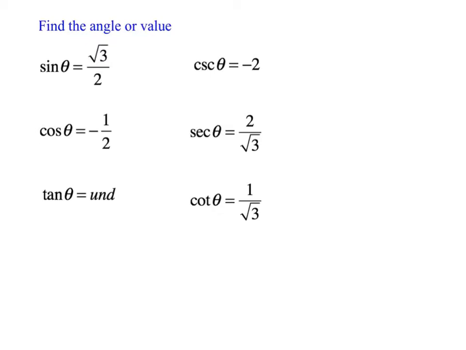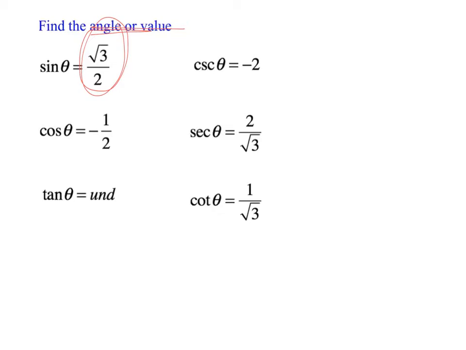On the next slide, we're kind of going backwards. So now it is giving us a sine value. In the first one, it's saying the sine of some angle is square root of 3 over 2, and it wants to know what's the angle. That's why it says find the angle or value here. They're saying you can give that to them in either degrees or radians. I'm going to stick with radians right now, but we'll go through both of them, degrees and radians, because they're on the same triangle.